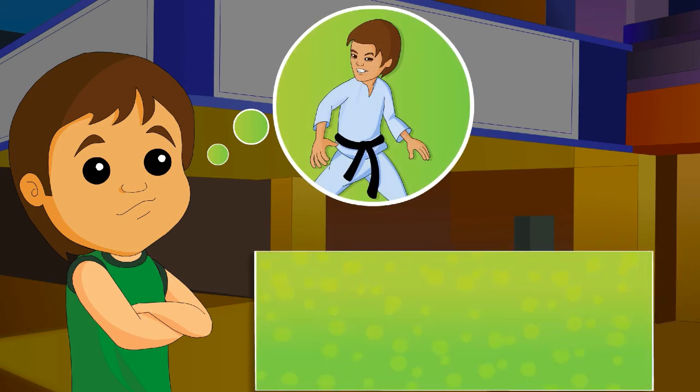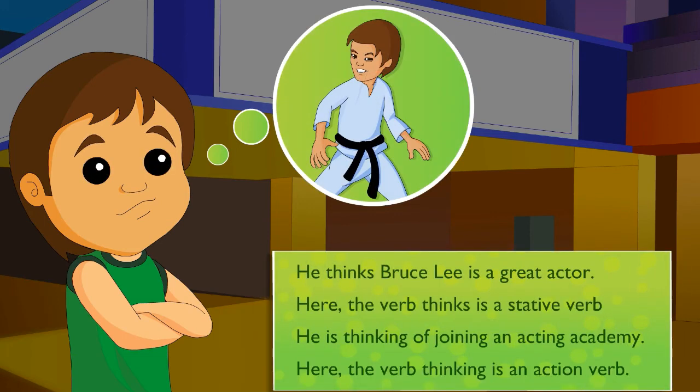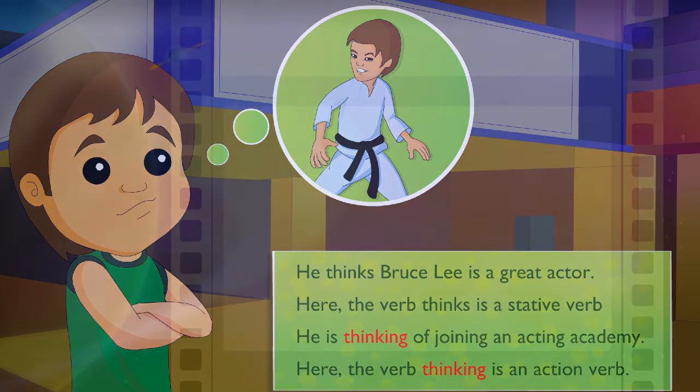For example, he thinks Bruce Lee is a great actor. Here the verb thinks is a stative verb. He is thinking of joining an acting academy. Here the verb thinking is an action verb.